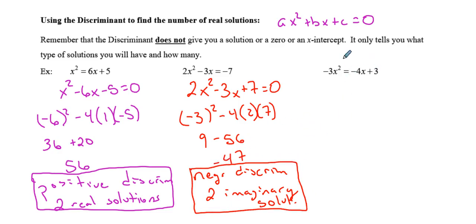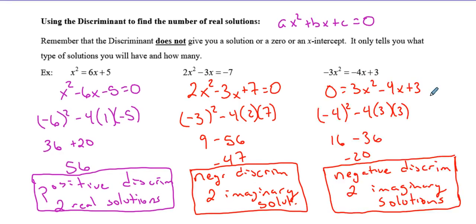Okay, so why don't you go ahead and try this last problem and see what you can do, and pause the video. I'll work it out while you work it out, and then when you unpause the video, you'll see the solution. Alright, so pause the video. Okay, so you should end up with negative 20, meaning you have a negative discriminant with two imaginary solutions.